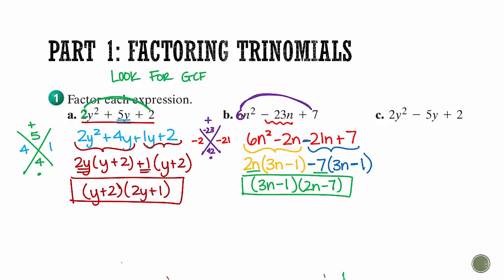I always do a quick double check that my first 2 terms multiplied together give me this, and my last 2 terms multiplied together give me that. You can go through and double distribute the whole thing and make sure it works, but that's just a nice quick check to make sure you know what's going on. I want you guys to try C on your own.